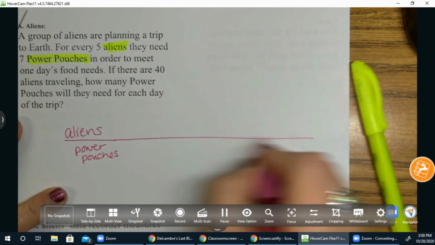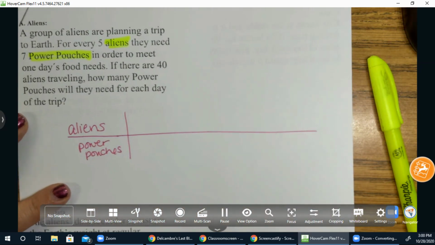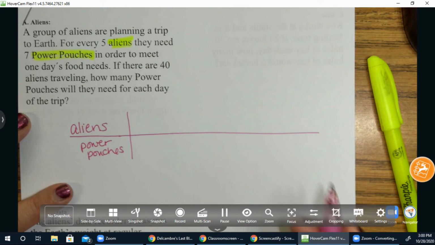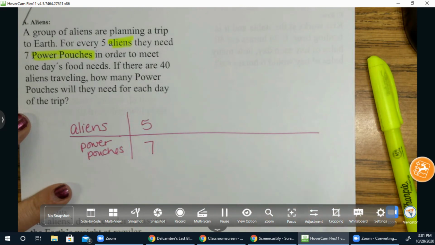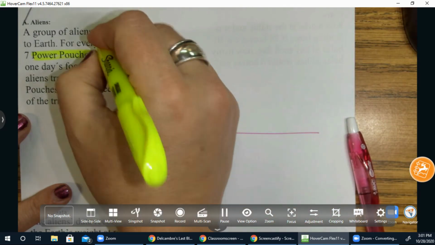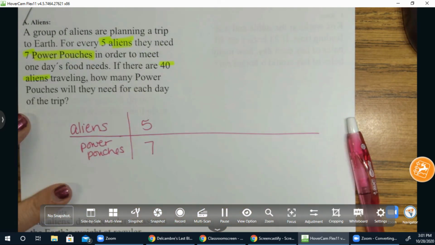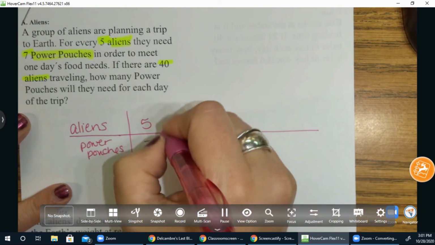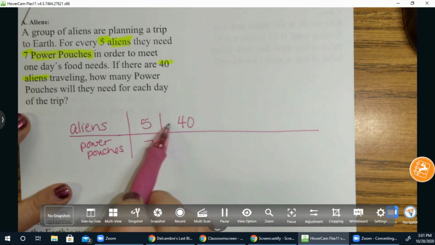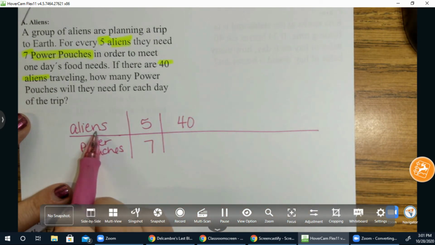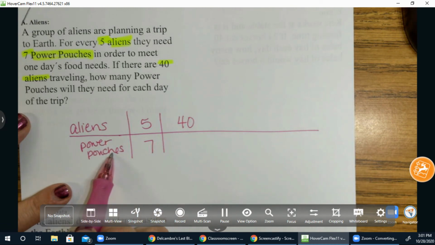Okay, and I'm just going to start off with a table because the table is kind of easy to see in the long run. So I have 5 aliens and they need 7 power pouches. But there aren't 5 that are going on the trip. There are 40 aliens going on the trip. So that 40 is going to go up here, because this is my aliens. Now I've got to figure out how many power pouches.